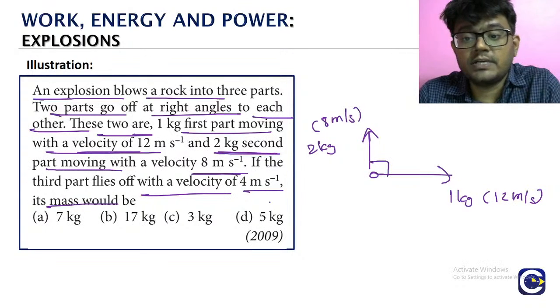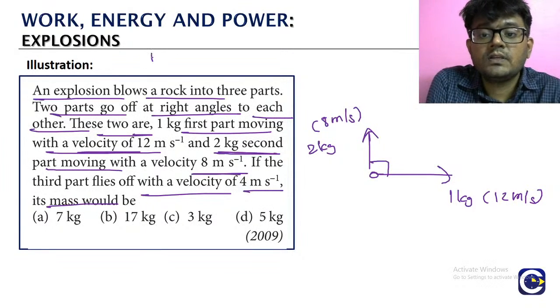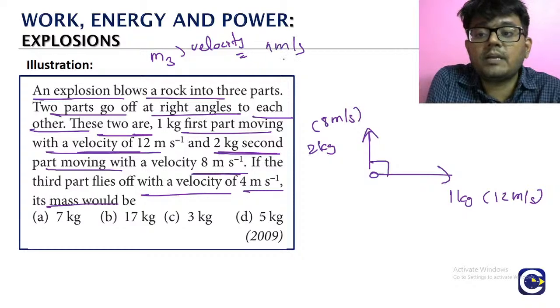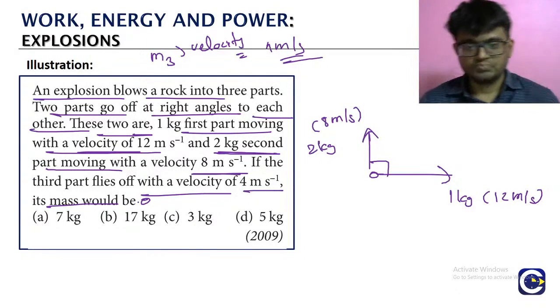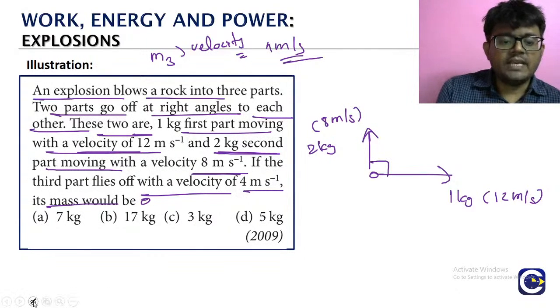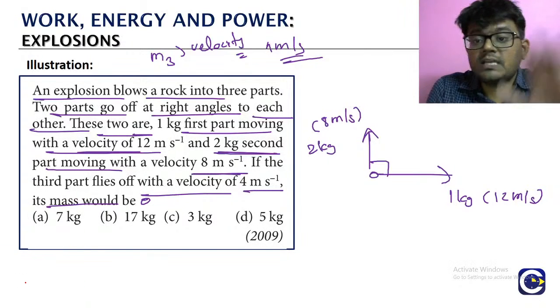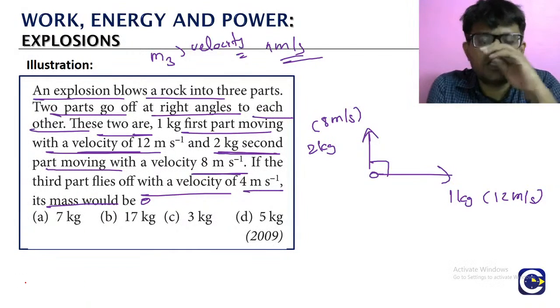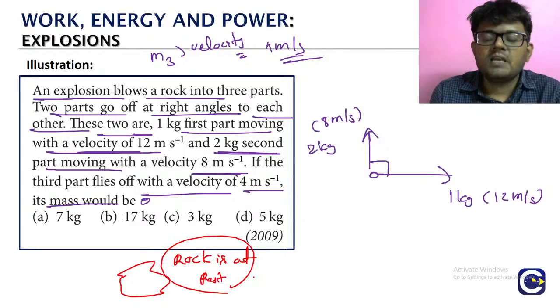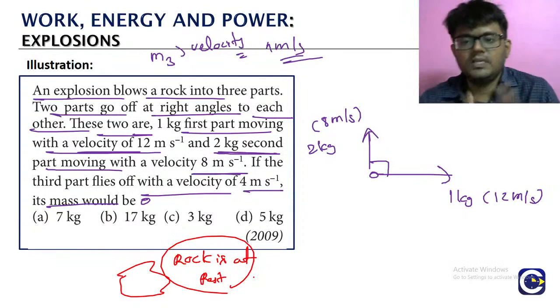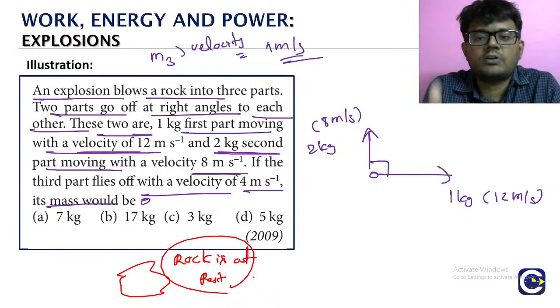The velocity of the third part is given to us. What is the velocity of the third part? 4 meters per second. What do we calculate? The mass of the third part. We have to assume that initially the rock is at rest. Assume means the initial momentum of the rock before the explosion is 0.